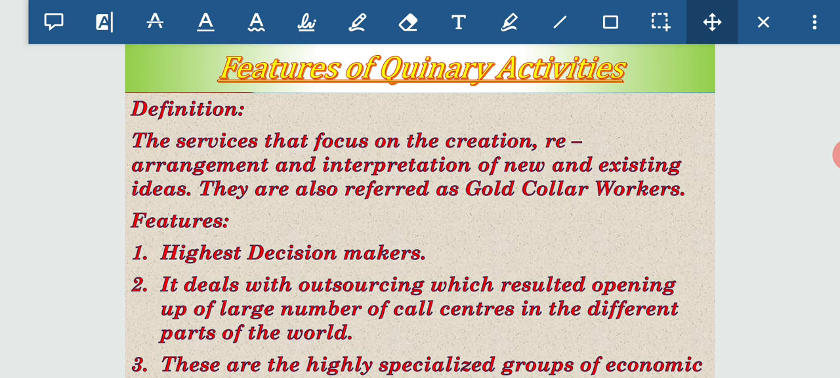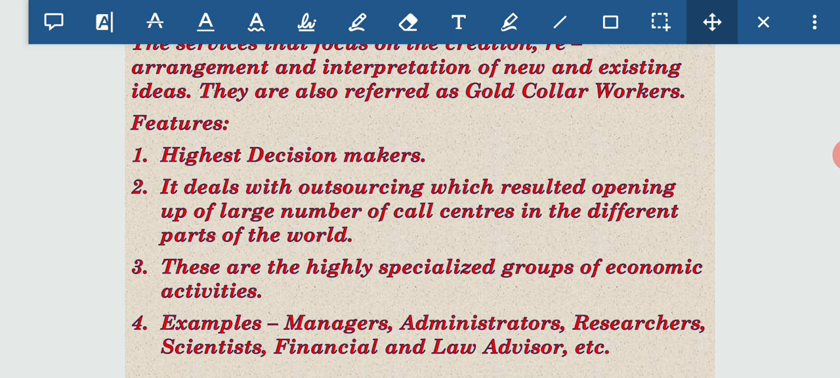It deals with outsourcing, which resulted in the opening up of large call centers in different parts of the world. This entire point I will elaborate in the next slide. Just proceeding with the next features of the quinary activities. These are a highly specialized group of economic activities, and who are involved: administrators, researchers, scientists, law advisors, financial advisors, managers, all come under this category. The policy makers are basically, simply in one word, quinary people are the policy makers.